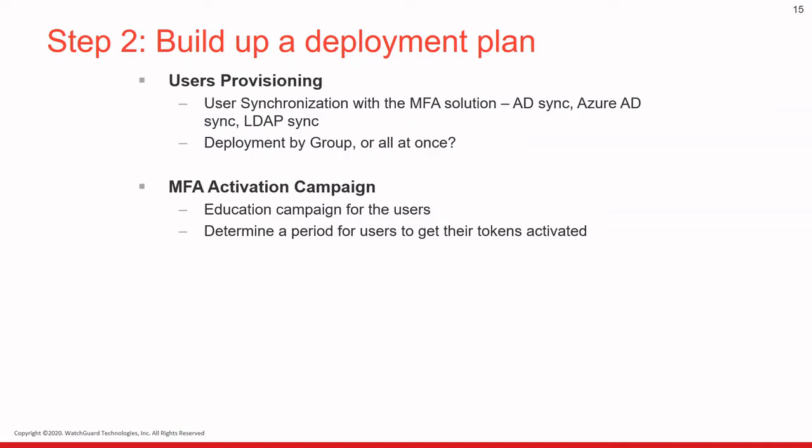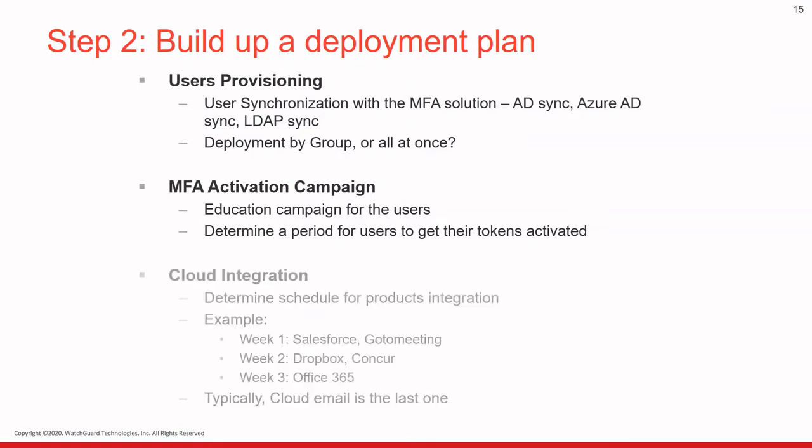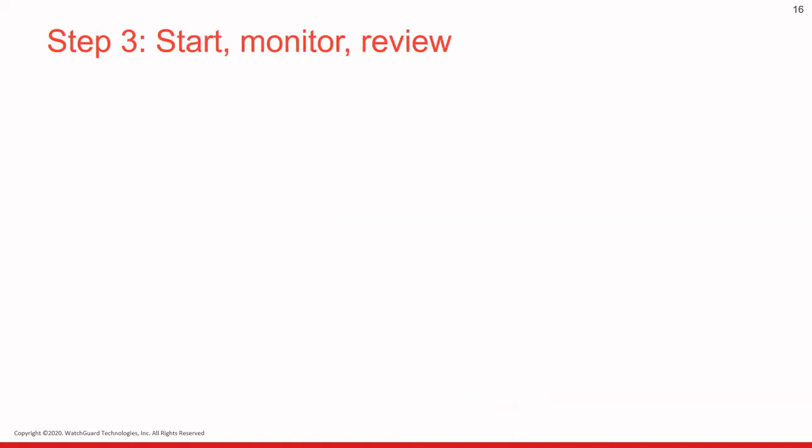The next thing that you need to think about is the activation campaign. You have to have education for the end users on why you are using this, that you need to protect them, and that you are trying to provide something that is easy for them when it comes to authentication. Also, you need to determine a period for the users to get their token activated. You also need to think about the cloud integration, so determine the schedule for the product integration. As an example, let's say we're going to start with Salesforce, then go to Meeting, then Dropbox, Office 365, and so on.